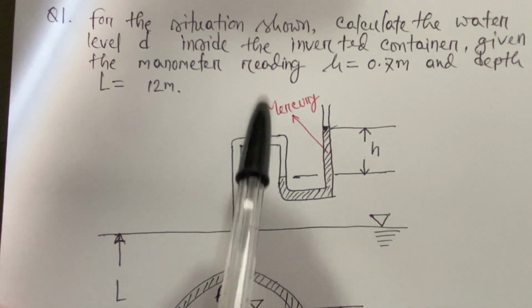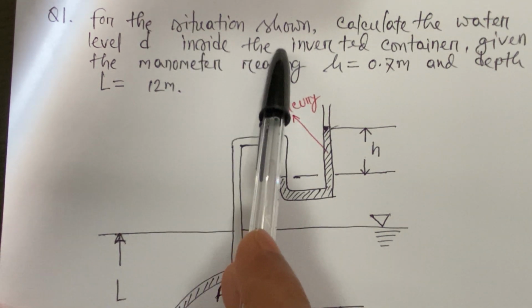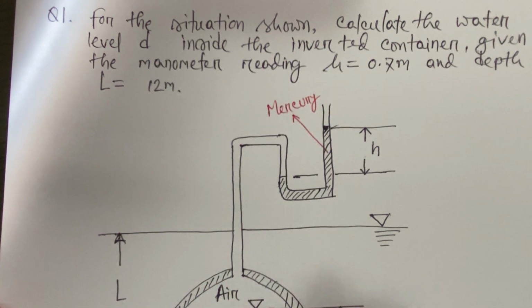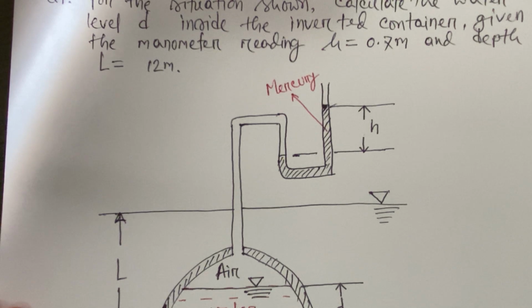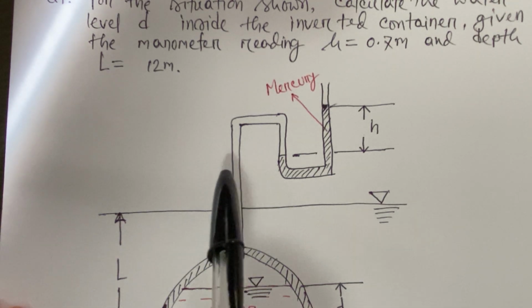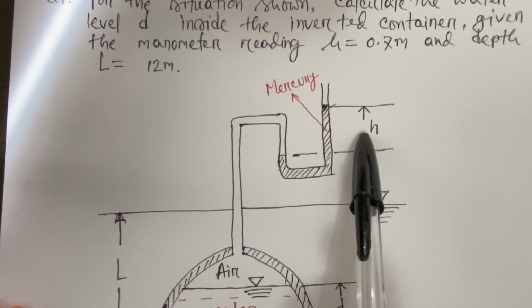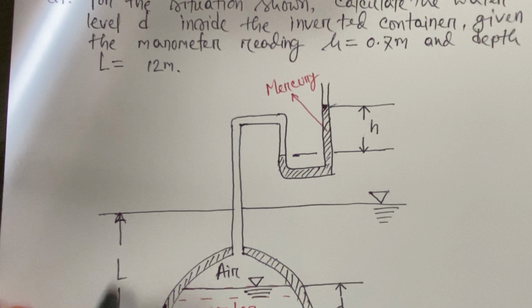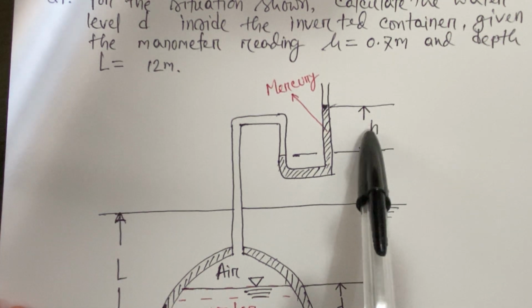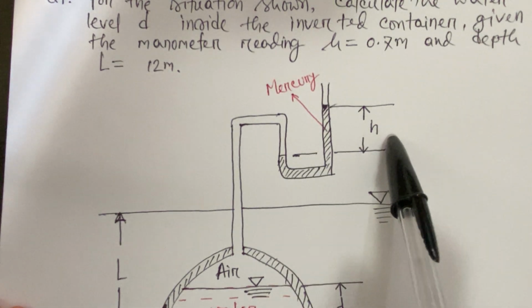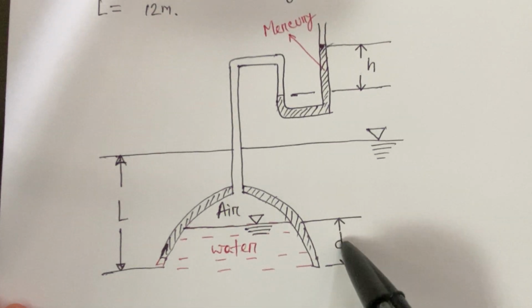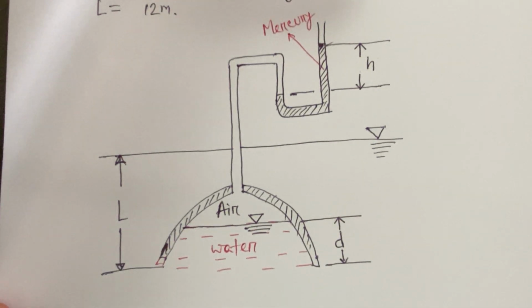So the question is, for the given situation, calculate the water level D inside the inverted container. So this is the inverted container, and the manometer reading is given as 0.7, and the depth L is 12 meters. So this depth is 12 meters, and this height, the manometer reading for mercury, is given as 0.7. We need to calculate the depth D for this section, that means the water level.